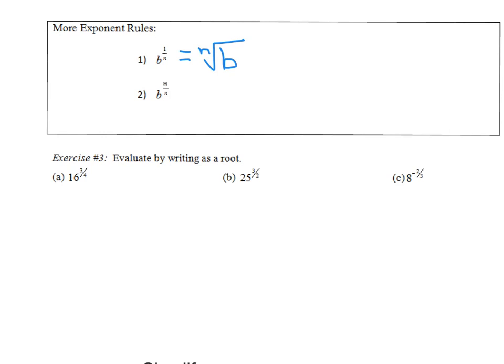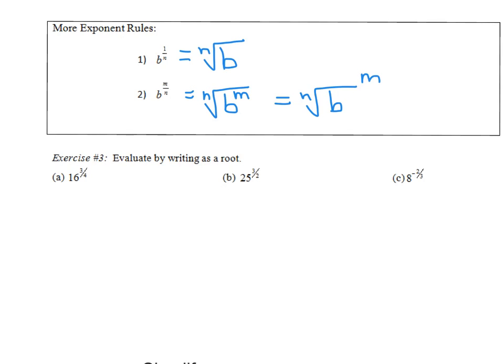If, on the other hand, I have b to the m over n, where the exponent has a number other than 1 in the numerator, this is still going to mean the nth root of b, but it's going to be b to the m power. I could equivalently rewrite this as the nth root of b, all of that raised to the m power. So it doesn't matter whether I do the root first or I do the power first.